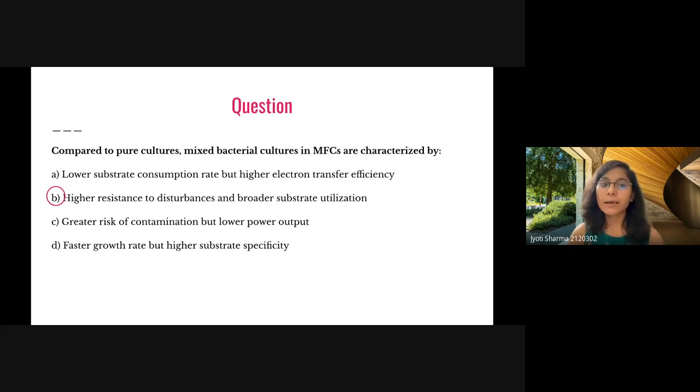And this is what is happening in the mixed bacterial culture. If we have biodiversity of bacterial culture, then obviously there will be higher resistance to the disturbance and broader substrate utilization will happen. This is something like this.